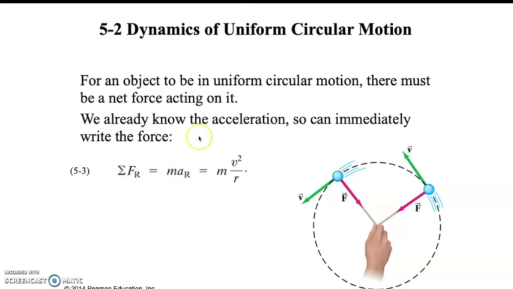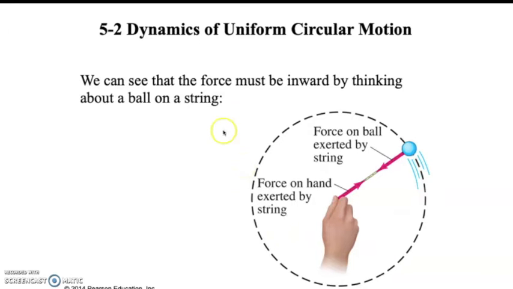If we take our previous equation for acceleration, v squared over r, in for a, we get F is equal to mv squared over r. And so this is the centripetal force that we're talking about here, the center-seeking force, which in this case is just going to be tension. So the force must be inward, by thinking about a ball and a string. So anytime we have an object going in a circle, there is a centripetal force.